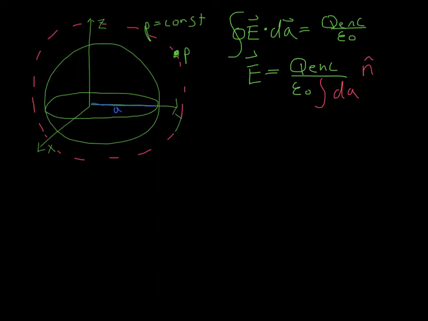This is just going to be the surface integral of the area element of a spherical shell, which in our case, we forgot to do one thing. So what is the radius of our spherical Gaussian surface? We're going to call it R. It's R, it's not A.